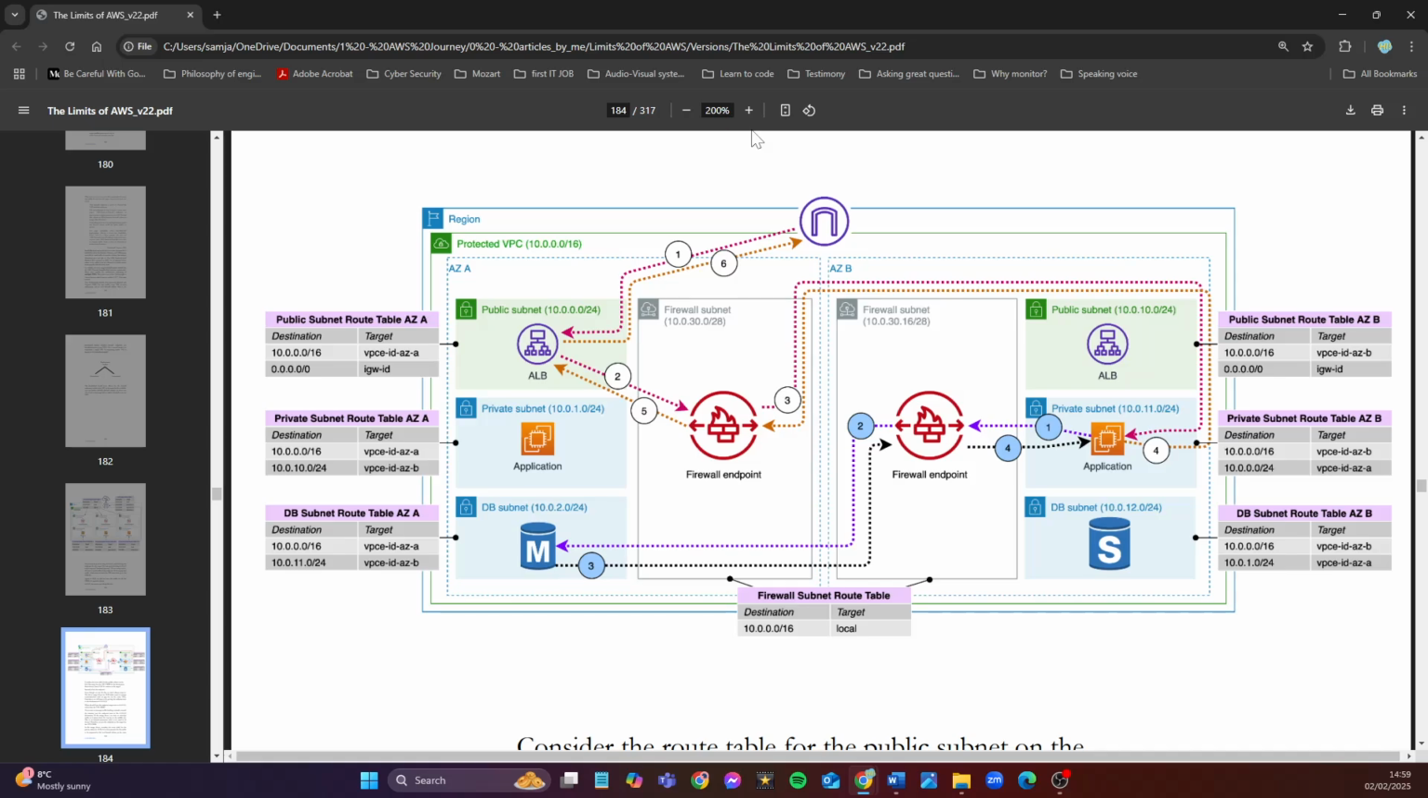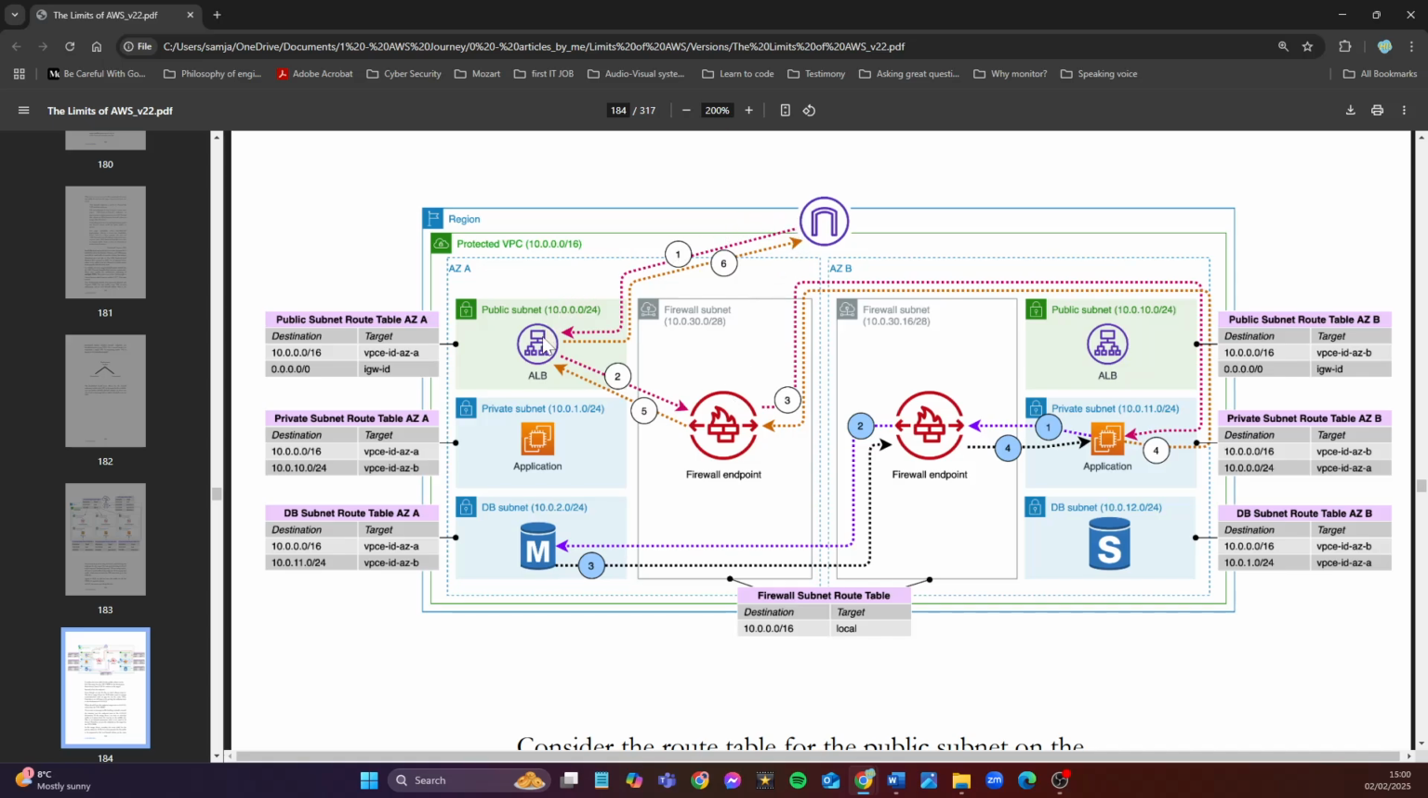A lot to take in with these diagrams, so we're taking it gradually. Now I want to step back and just look at the arrows. So we have 1 going from the internet gateway to the application load balancer, 2 from the application load balancer to the firewall endpoint. Now where do we go? Do we go to the data layer? Because we've been to the top layer. Usually we think of applications as having a top, middle and bottom layer. Web, application, and then the data at the bottom.